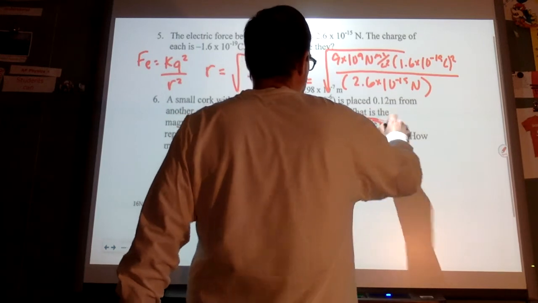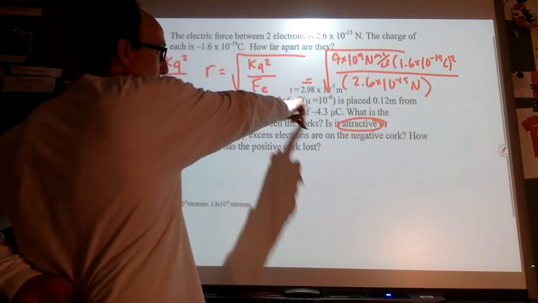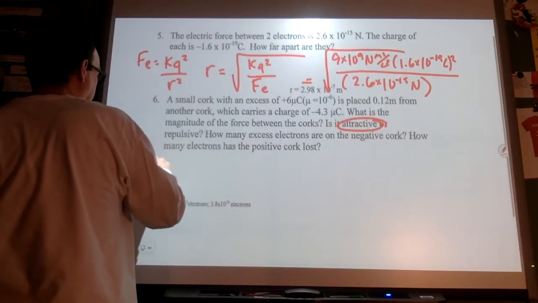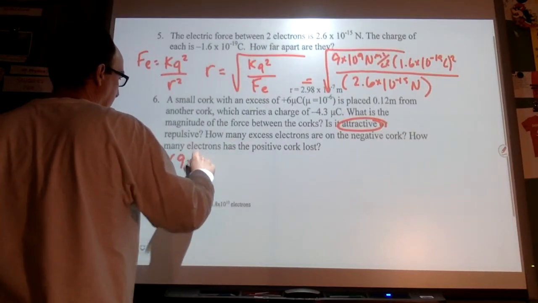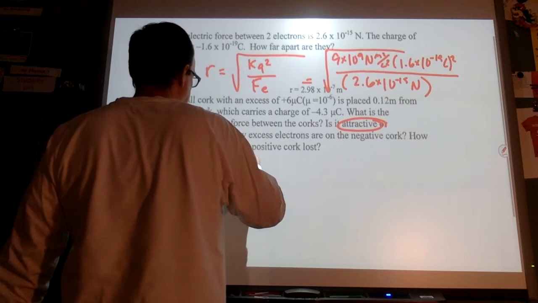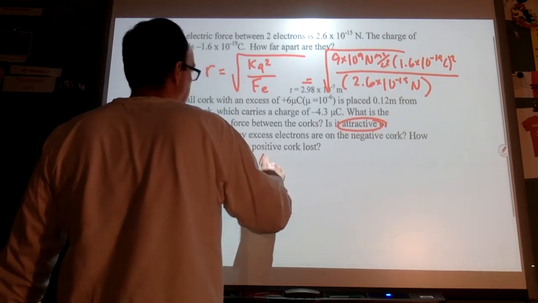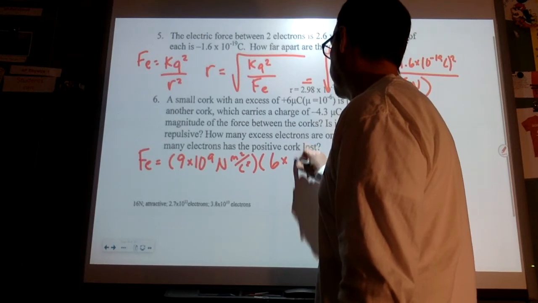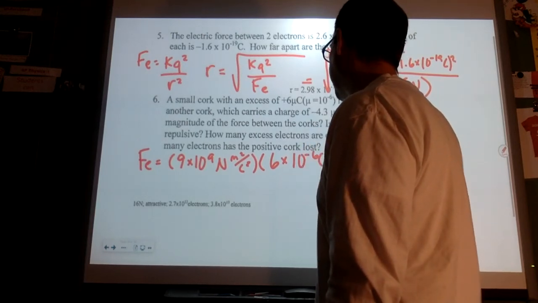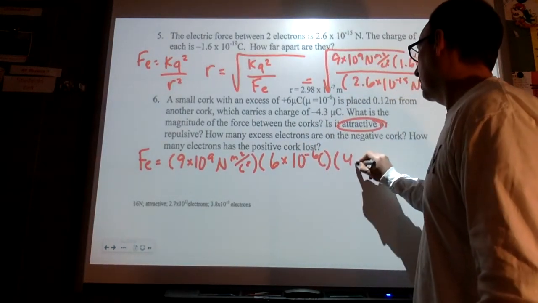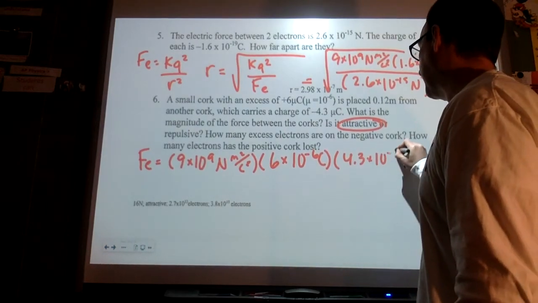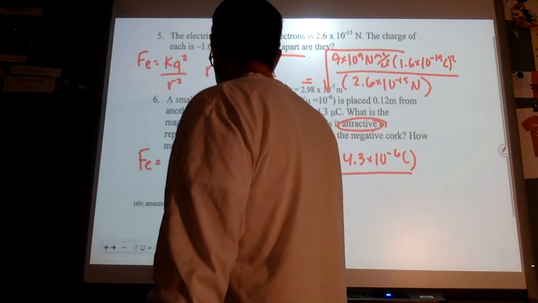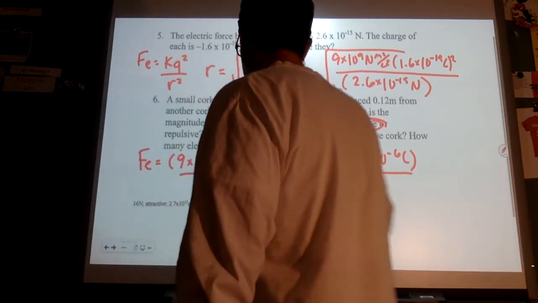So it would be attractive because one is positive and one is negative. The force would be given by 9 times 10 to the 9 times the charge magnitudes. So I'm going to have 6 times 10 to the -6 coulombs. I'm going to have 4.3 times 10 to the -6 coulombs. And I'm going to have 0.12 meters squared.